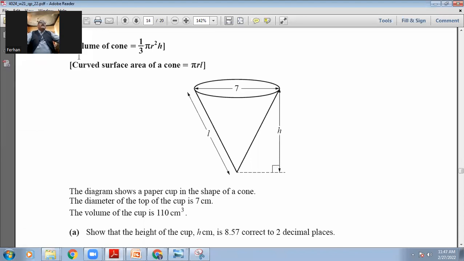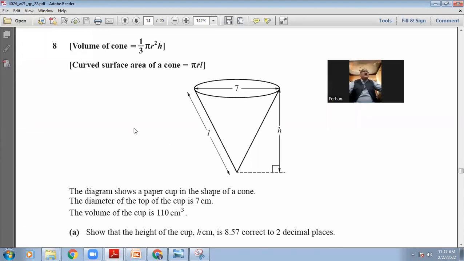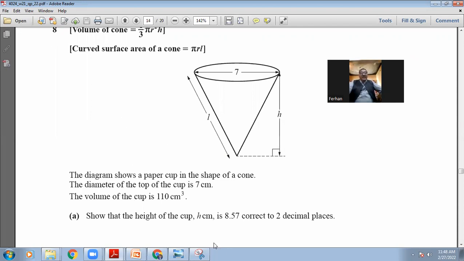Okay, so we are moving to the next question. Quickly, we are doing this paper. The volume of the cone is 1/3 pi r squared h. The curved surface area of the cone is pi r L. Here we have a cone whose diameter is 7, whose slant height is L, and whose vertical height is h. The diagram shows a paper cup in the shape of a cone. The diameter of the top of the cup is 7 centimeters. The volume of the cup is 110 centimeters cubed. Show that the height of the cup is 8.57 centimeters, correct to 2 decimal places.